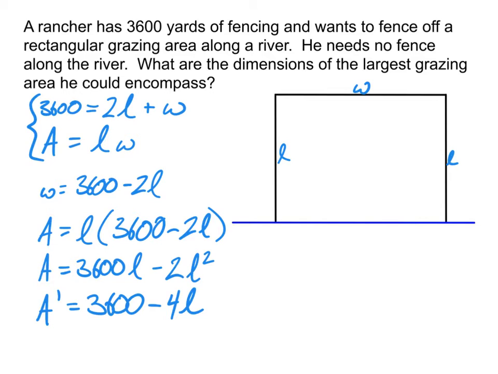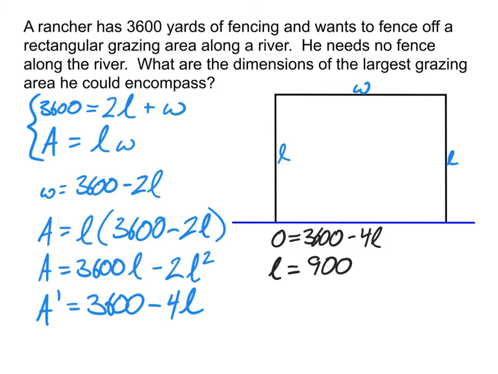Now remember why we did that. We did that because we want to figure out where the derivative equals 0 to find that critical number. That's the local max or local min. So do 0 equals 3,600 minus 4L. Solve that for L. So I'm going to subtract 3,600 from both sides, divide both sides by negative 4. And you should end up with L equals 900.